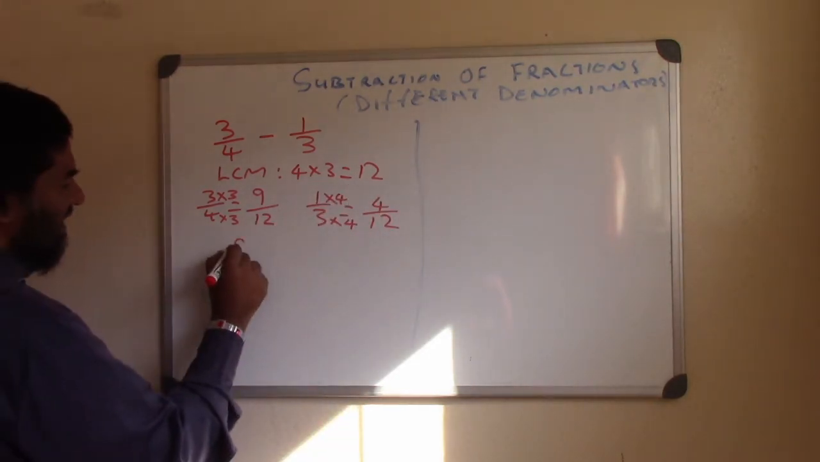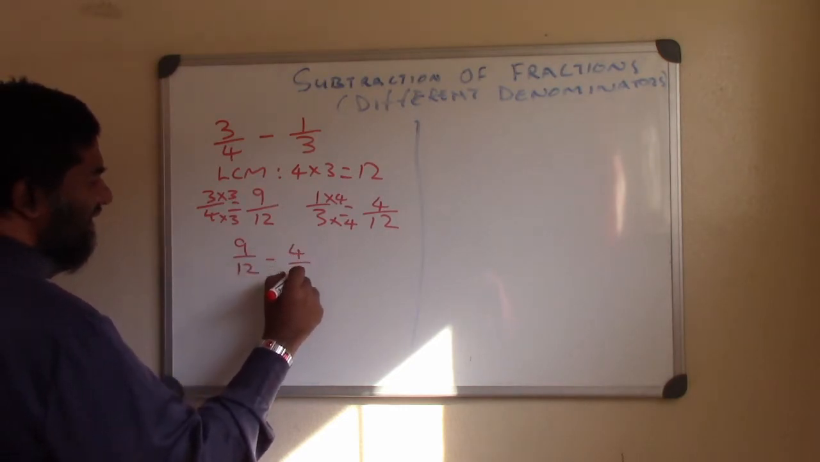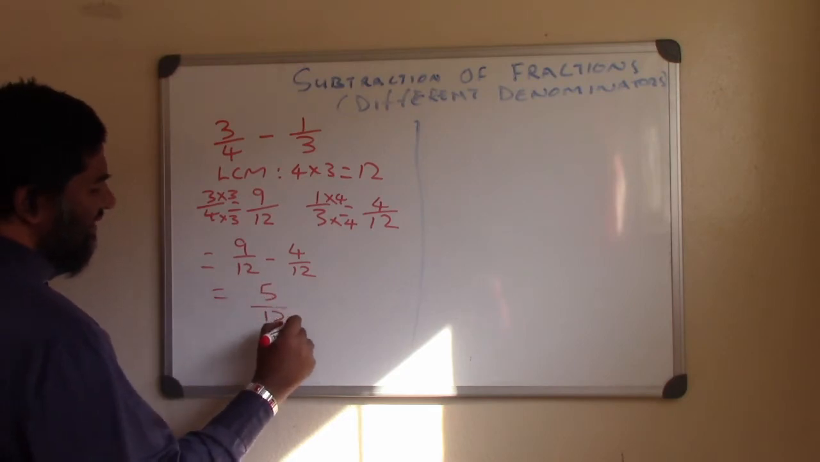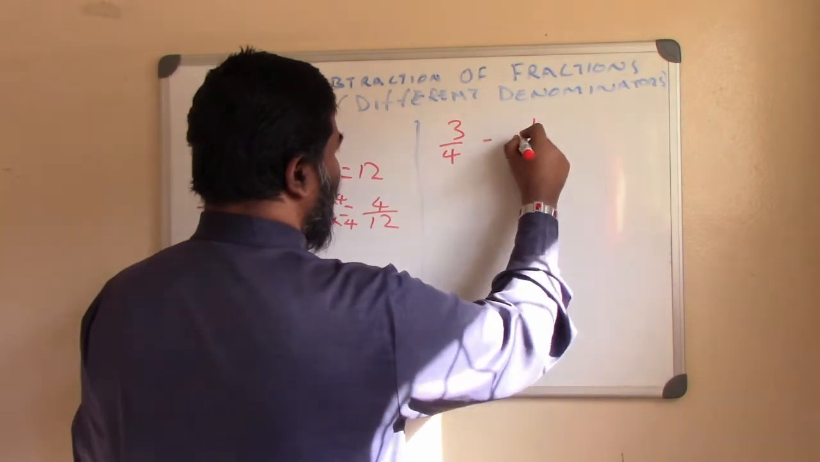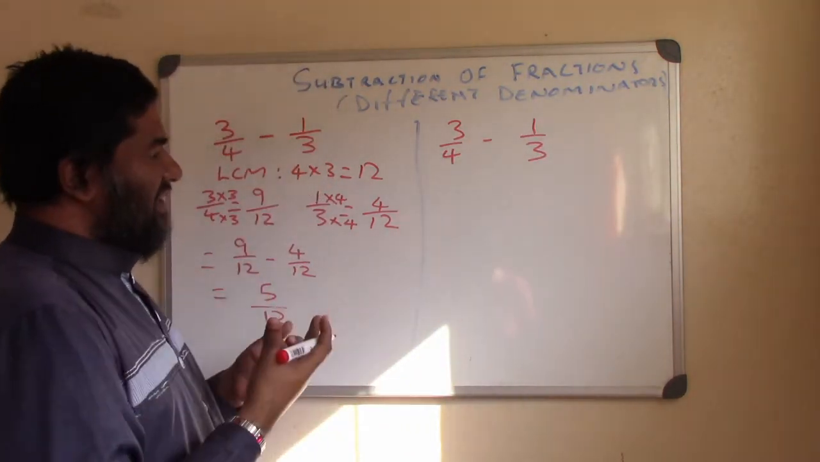Now I'll say 9 over 12 minus 4 over 12. This here gives me 5 over 12. 3 over 4 minus 1 over 3. Don't worry. This here is an alternate method.